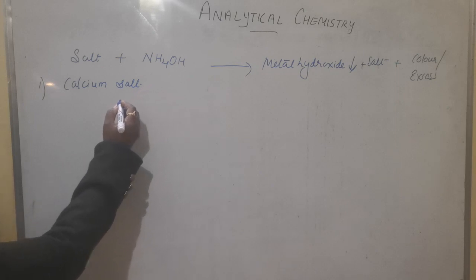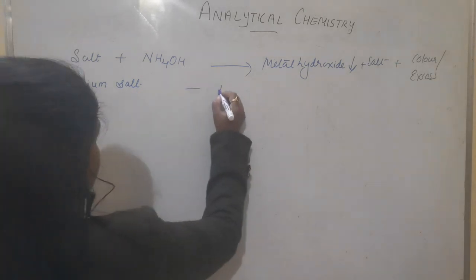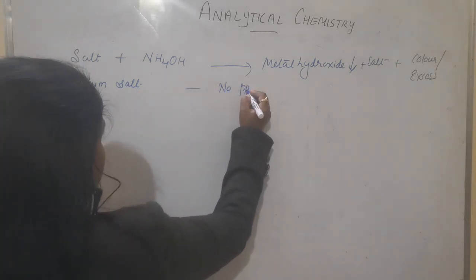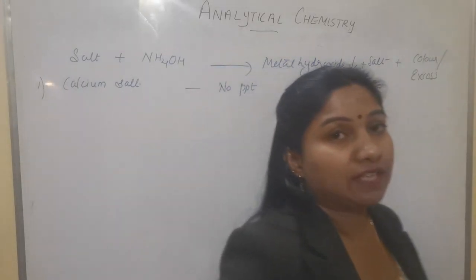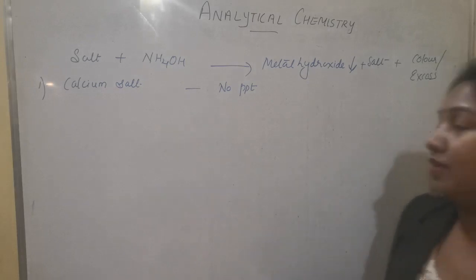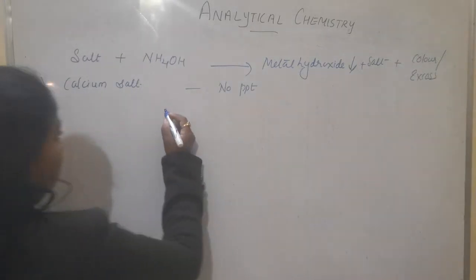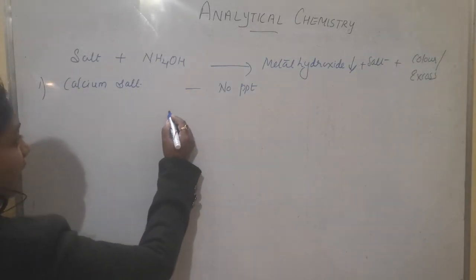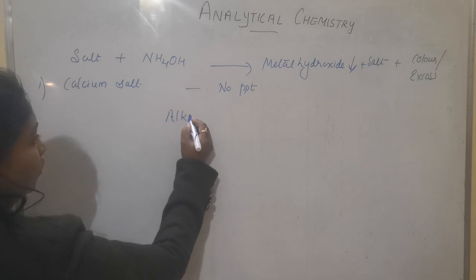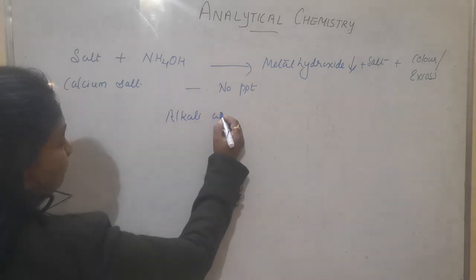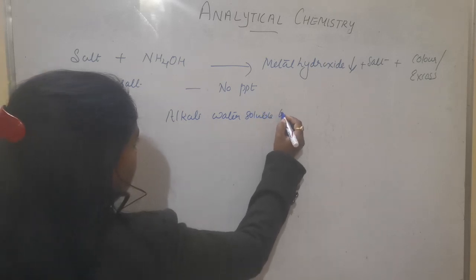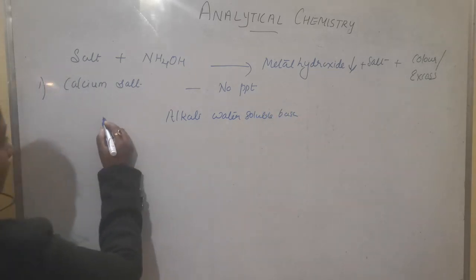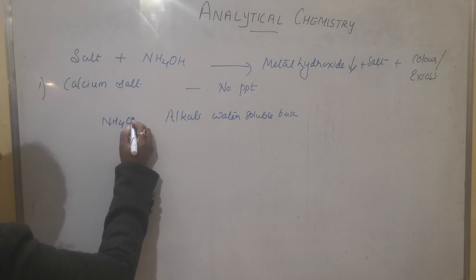With calcium salt, no precipitation takes place. No precipitate is formed even if it is added in excess. What is the reason behind this? We know that ammonium hydroxide is an alkali. Alkali means a water-soluble base. We are talking about NH4OH.